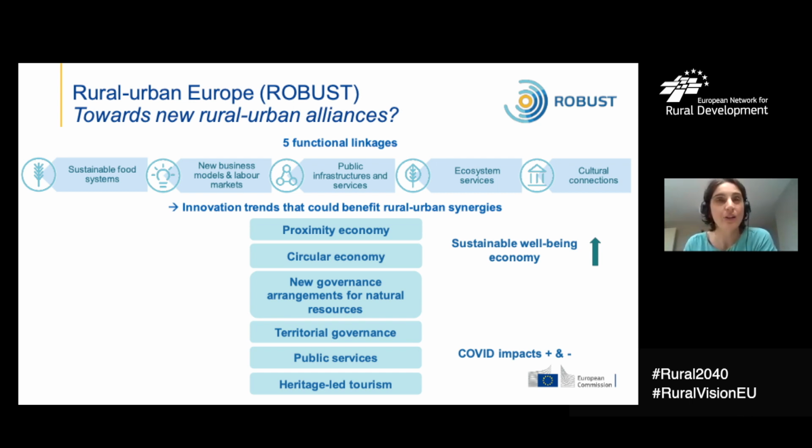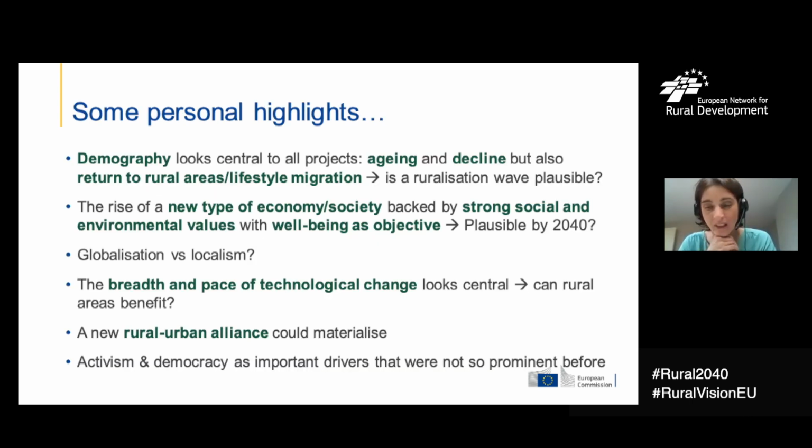So to draw it to a close, if we bring it together, we see really some commonalities in the messages that come from these projects. Demography was there as a central driver before, it still remains, including aging and decline, but also this return to rural areas, this lifestyle migration. So we can ask ourselves, is a ruralization wave plausible? That's a good question for our Foresight exercise.